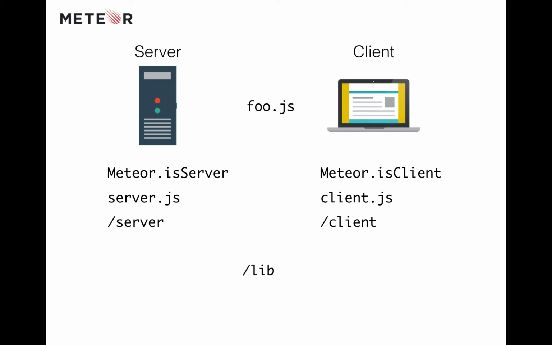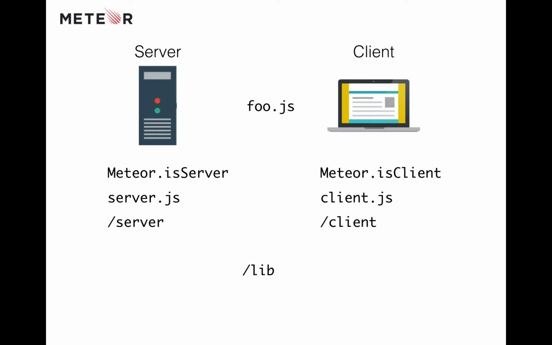Otherwise, Meteor loads the code in alphabetical order based on the file name, and also it loads the deepest nested directories first. So if you have /server/some directory/some other directory, that code will get loaded before /server and files in there. So just keep in mind that it loads deepest nested code first.